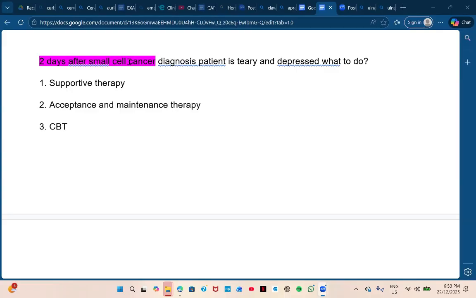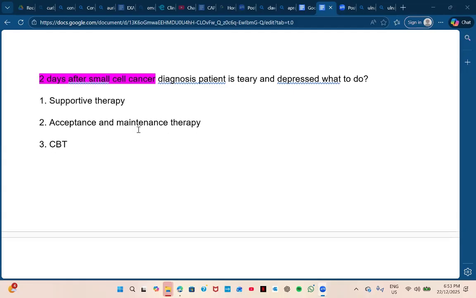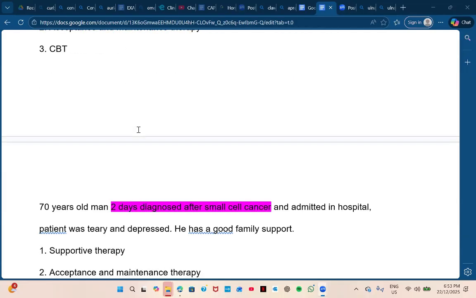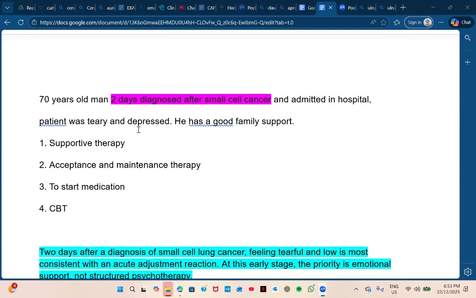Let's check. What is acceptance and maintenance? Yes, doctor. First we have to show empathy and reassure the patient. Then after consoling the patient, we encourage the patient to accept it. First of all, we have to listen to the patient because the patient is tearful.